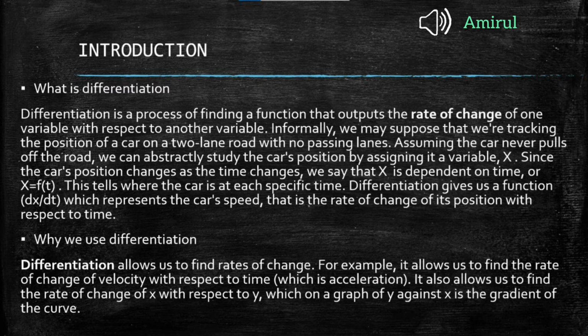Differentiation gives us a function dx over dt which represents the car's speed. That is the rate of change of its position with respect to time.